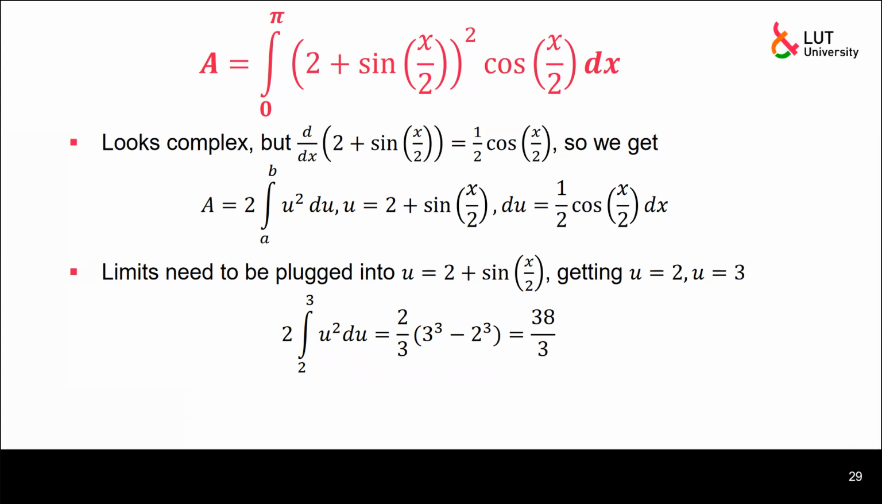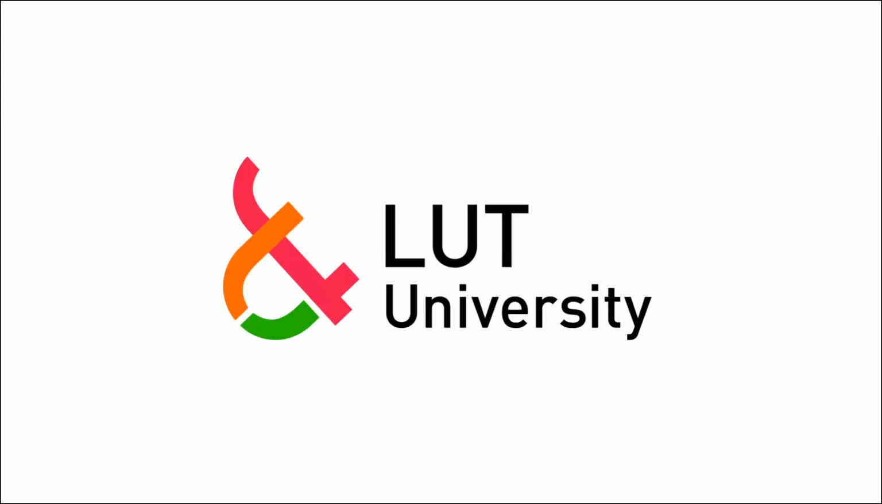Or we could substitute back the sine, but in this case it's easier to not substitute back. Also, the integral of u squared has 1/3 over u cubed, so in this case it might be easier to just take 2/3 out as a constant and then calculate those powers.